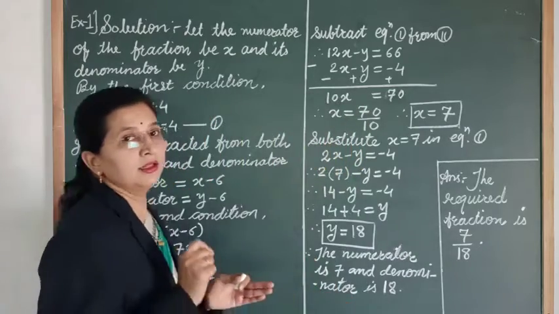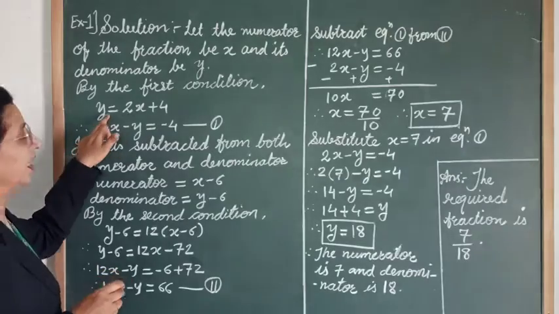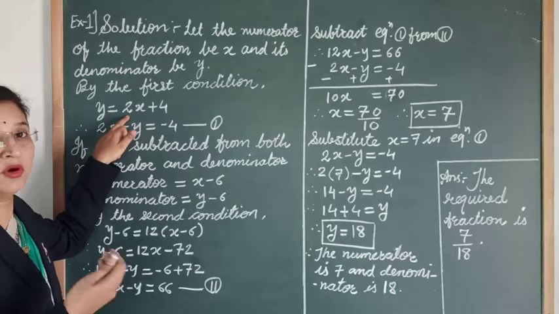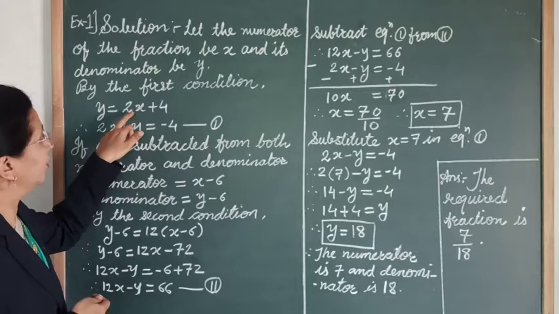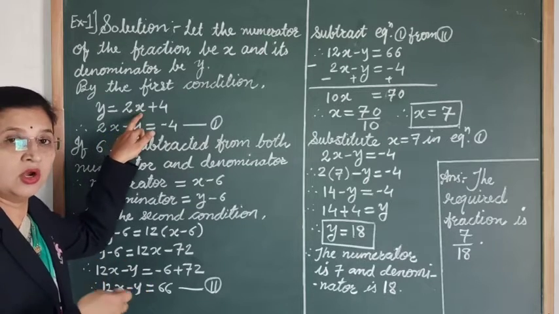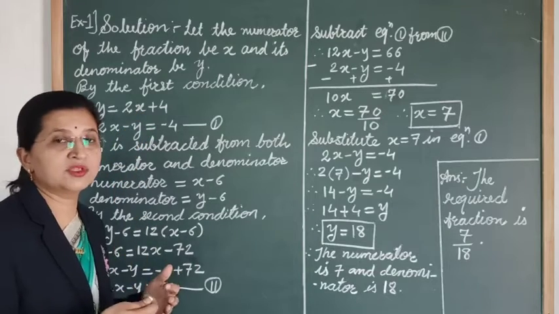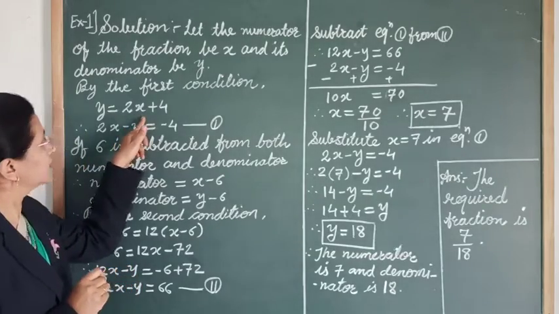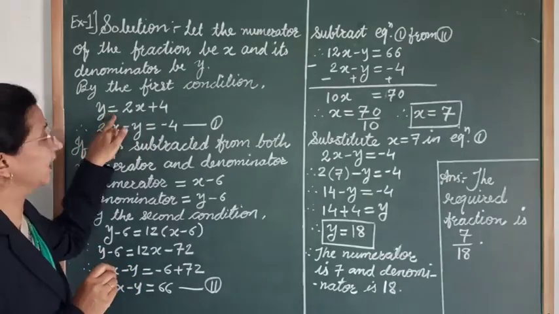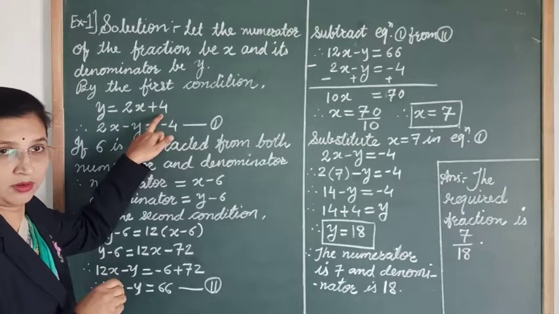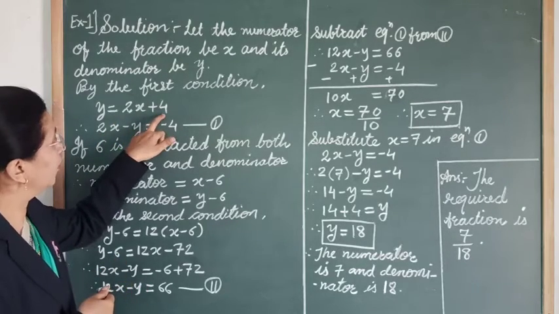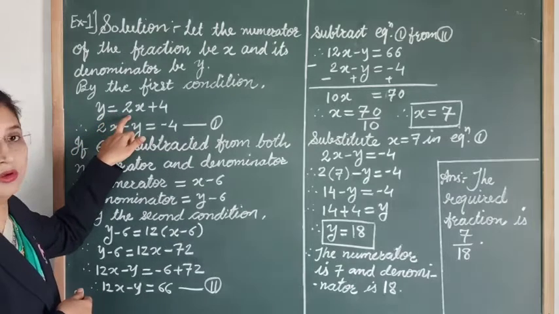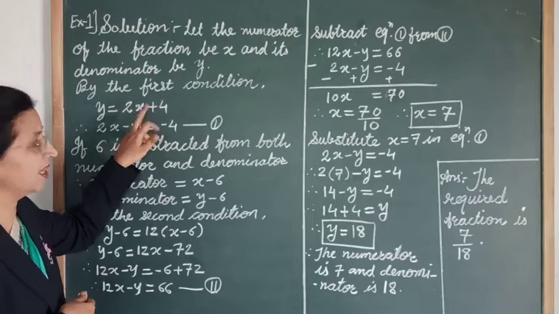So here the condition is given that denominator is, meaning y is equal to, 4 more than twice its numerator. Numerator is x. Twice, thrice, 4 times show multiplication, so twice means 2 into x. The denominator is 4 more, that's why plus 4. So y is equal to twice its numerator, that is 2x plus 4.